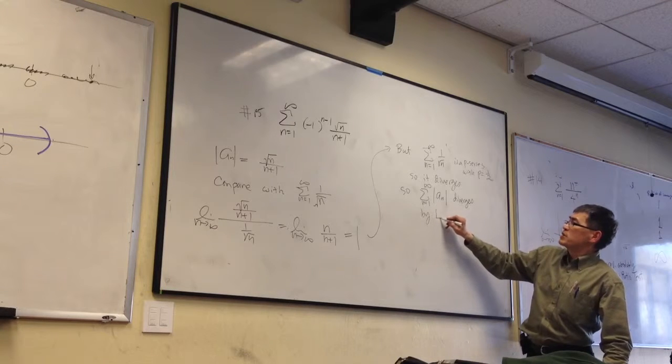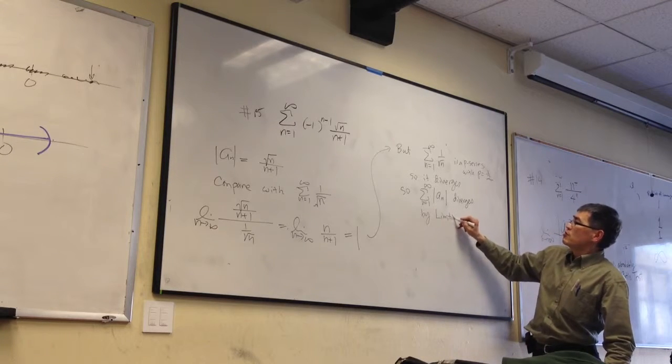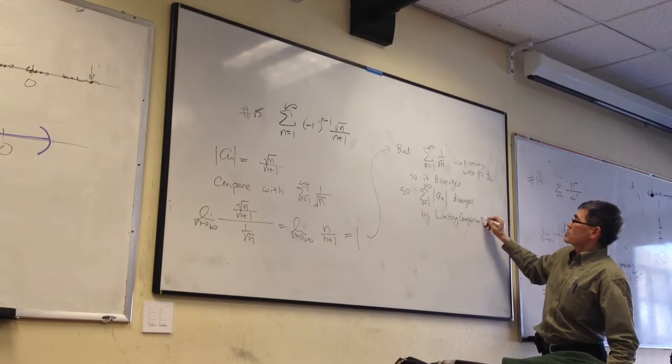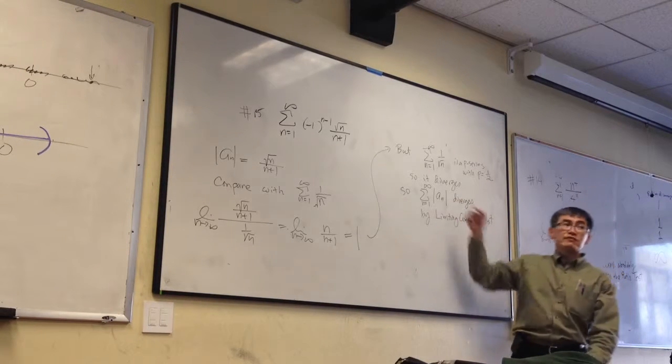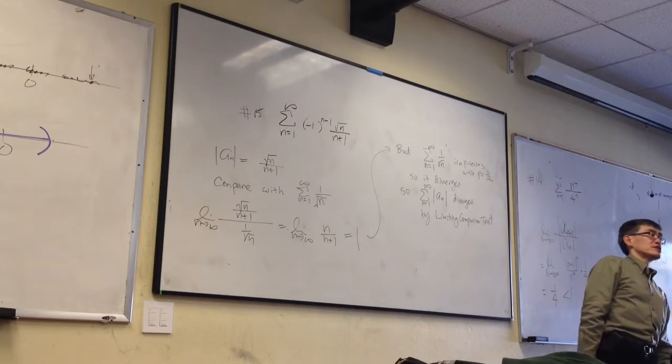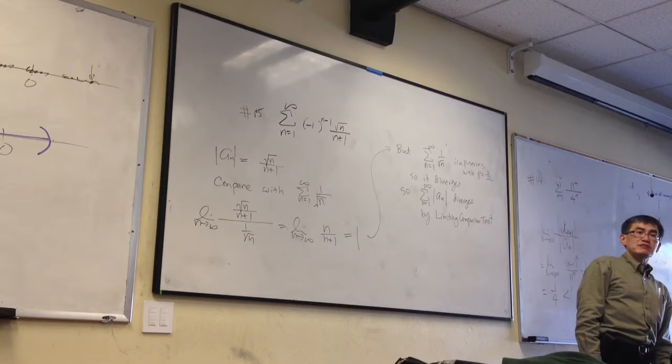by what? Limiting comparison test. So this shows that the absolute value series diverges. So the original series definitely is not absolutely convergent.